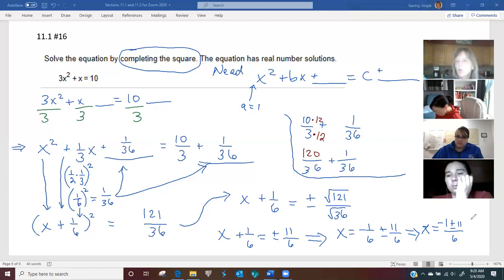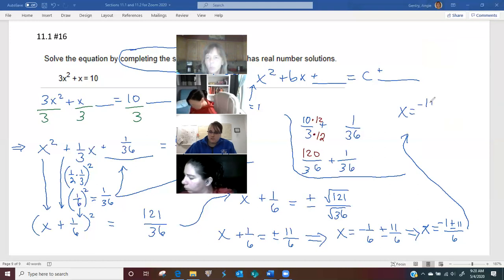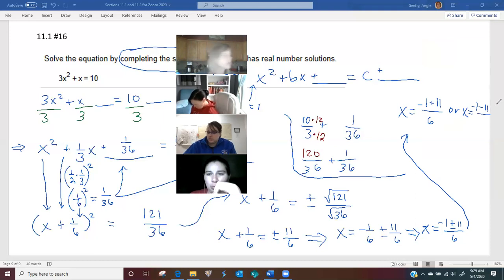I'm going to move you guys over. So we're all over the screen here. But what's really happening here is x is -1 plus 11 over 6, or x is, just a minute, Calvin, almost, -1 minus 11 over 6.